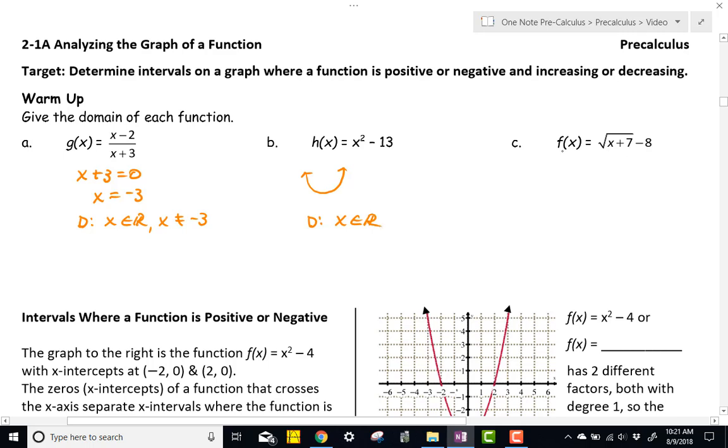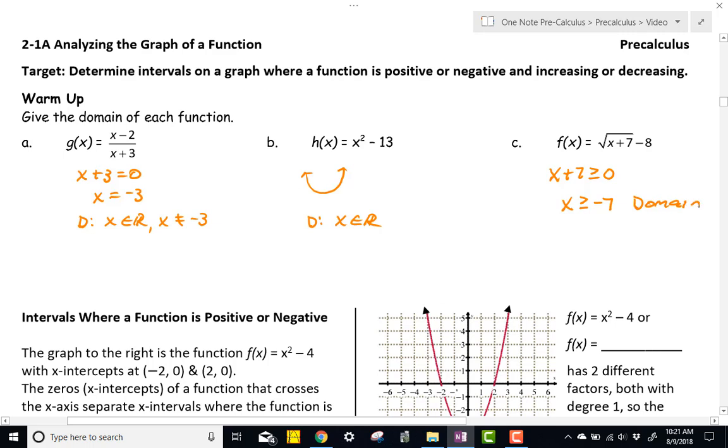Square root function, f of x equals the square root of x plus 7 minus 8. Don't care about the minus 8. All I care about is what's going on inside this root. What do I need to make happen? I need to make sure that x plus 7 is always greater than or equal to 0. If you subtract 7 on both sides, x is greater than or equal to -7. That's my domain right there. Don't even need to do anything else with it.